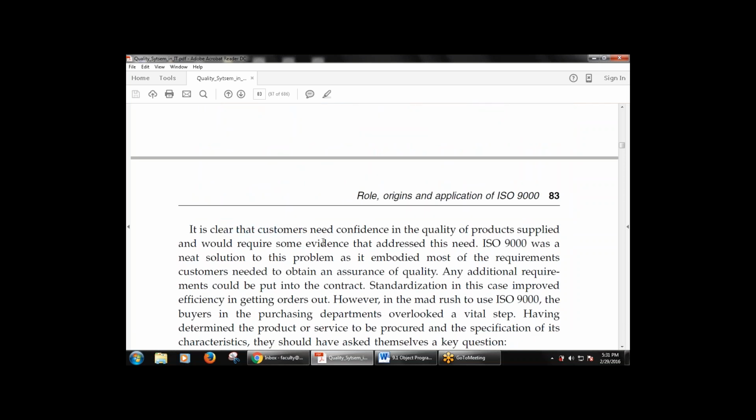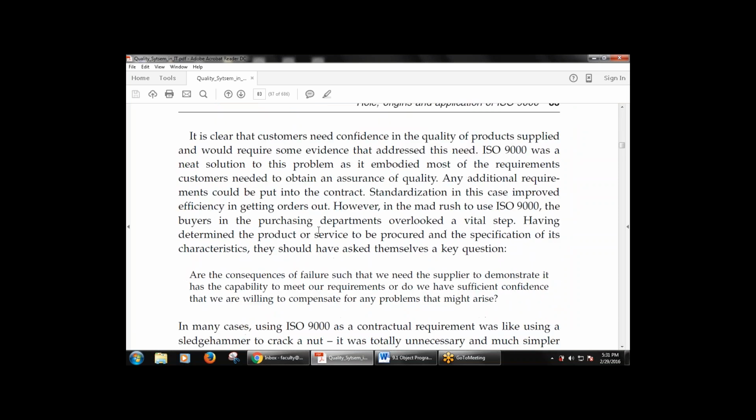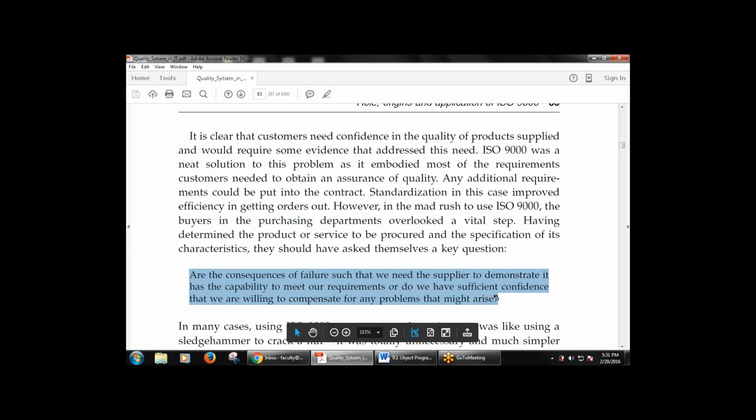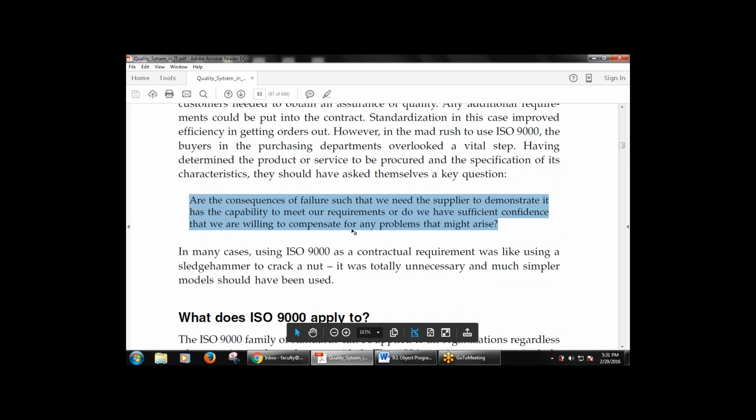And it is clear that the customer needs confidence in the quality of the product, which requires some evidence to address that need. ISO 9000 standards were a neat solution to the problem, as they provide most of the requirements needed to obtain an assurance of quality. Are the consequences of failure such that we need the supplier to demonstrate it has the capability to meet the requirements? There must be sufficient confidence that we are willing to compensate for any problem that might arise, which is required for supplier management.